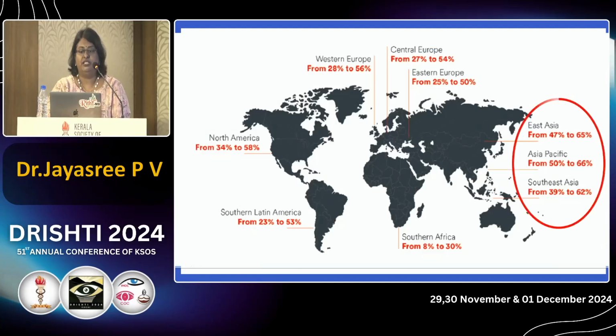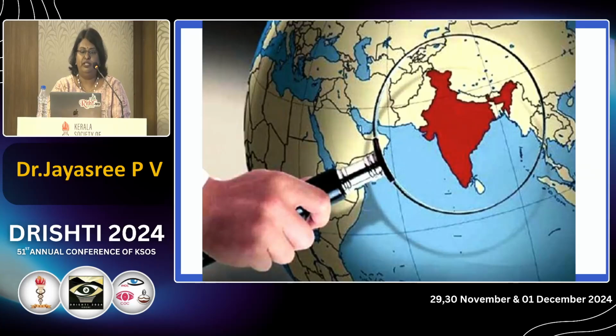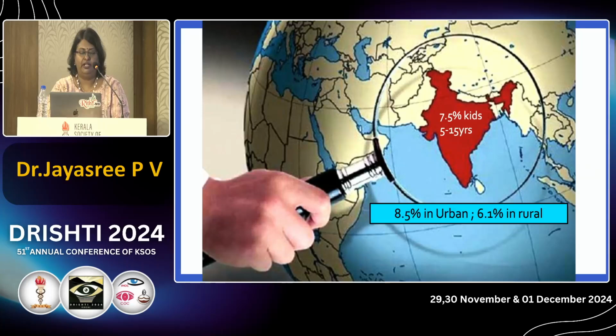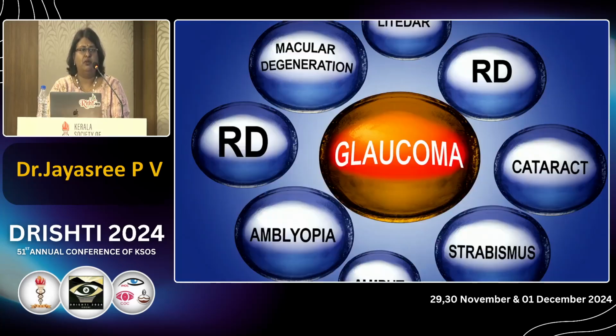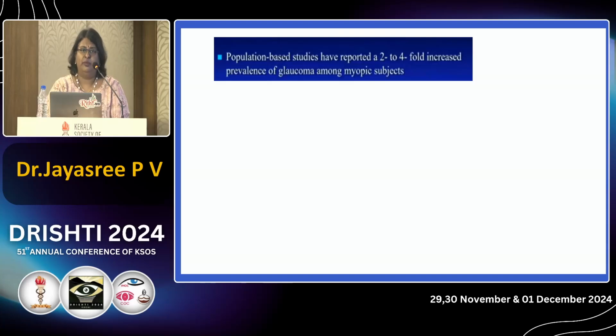And when time travels to 2050, this is how the globe will look. Southeast Asia, around 60 to 65% of people will be myopic. Coming to India, between 5 to 15 years, 7.5% of the kids are already myopic, more so in the urban population. By 2050, 50% of the population here are going to be myopic, and many of them glaucoma also. Myopia is associated with so many other diseases. Glaucoma is one of the main problems. Many population studies have shown that glaucoma is associated with moderate to high myopia.